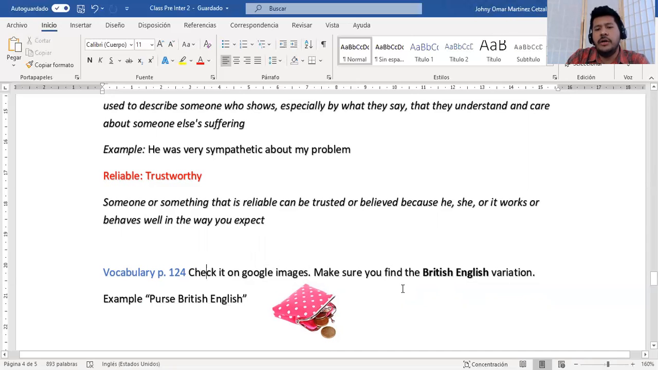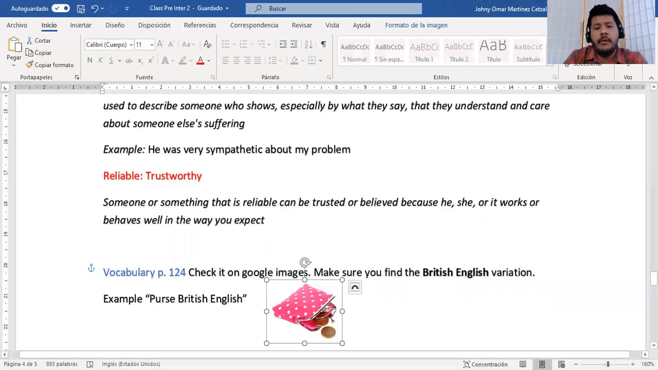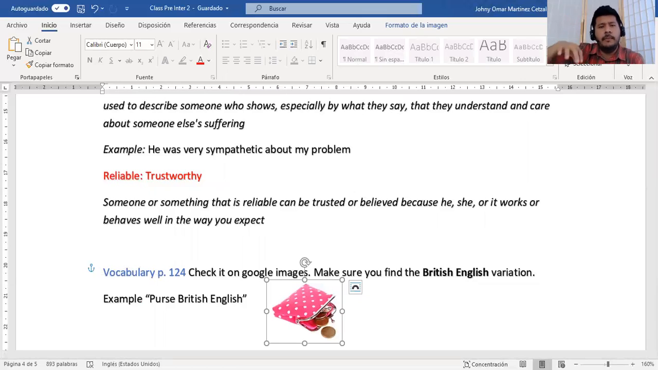It says, make sure you find the British English variation, especially for clothes and for money. For some reason, American English and British English have different words in some cases, not in many, but especially for clothes. Right now we're talking about money. So you've got an example, a purse. In British English, this is a purse, okay? So it's like a very small bag where people can put their coins. And in American English, a purse is more like a handbag. It's also for ladies. In British English it could be for both, but in American English it's usually for ladies. So it's like a handbag for ladies, okay?